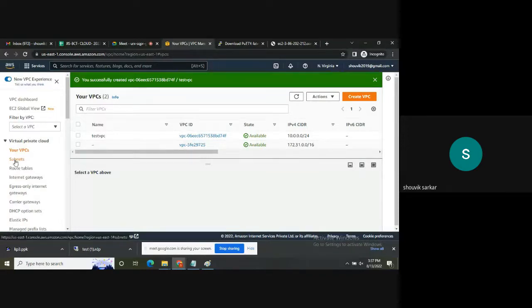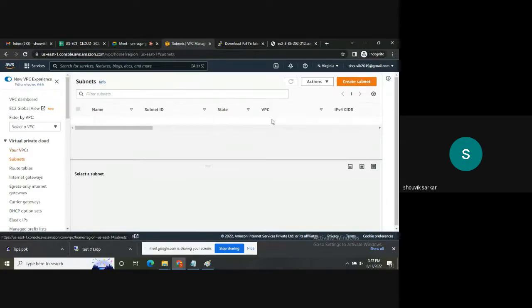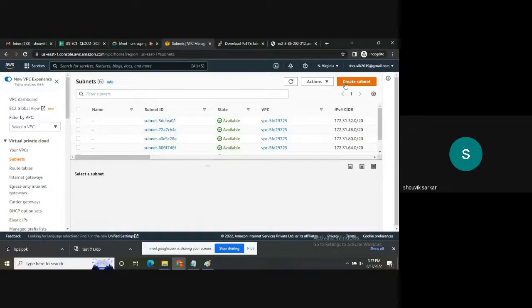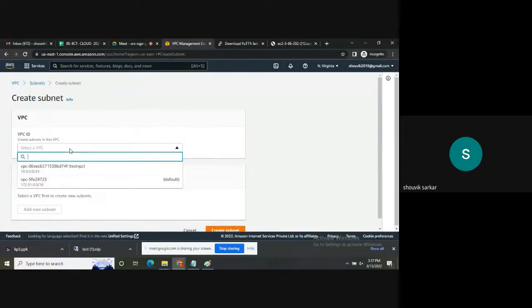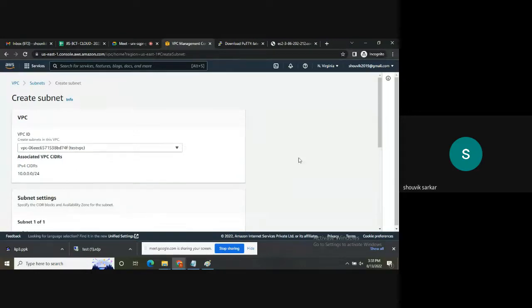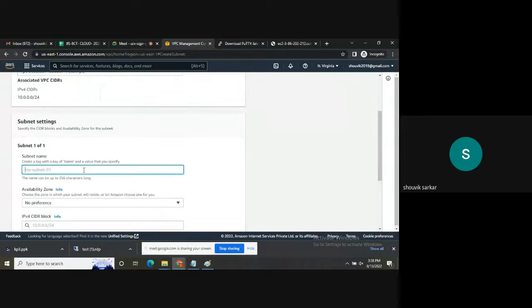Our VPC is 10.0.0.0/24. That means we have 2 to the power 8, 256 IP addresses. We divide by 2, 128 IP addresses each. When we create a subnet, we choose within which VPC we create it, taste VPC. We want to create one public and one private subnet. So we're going to create one public subnet.